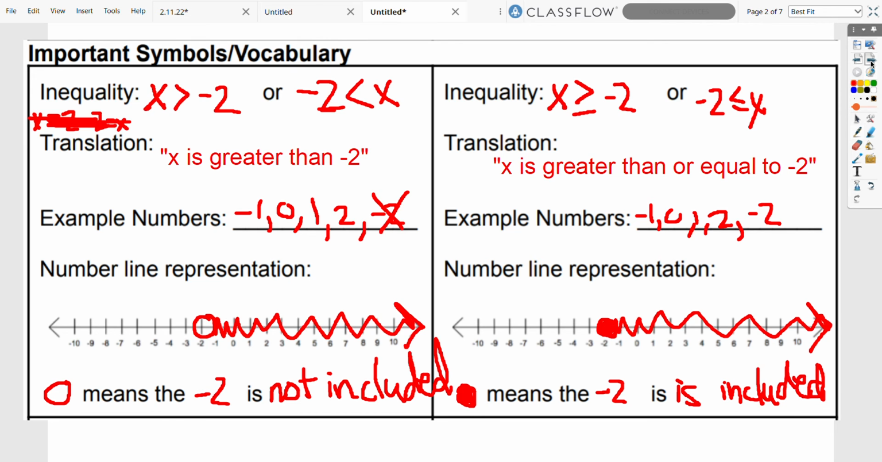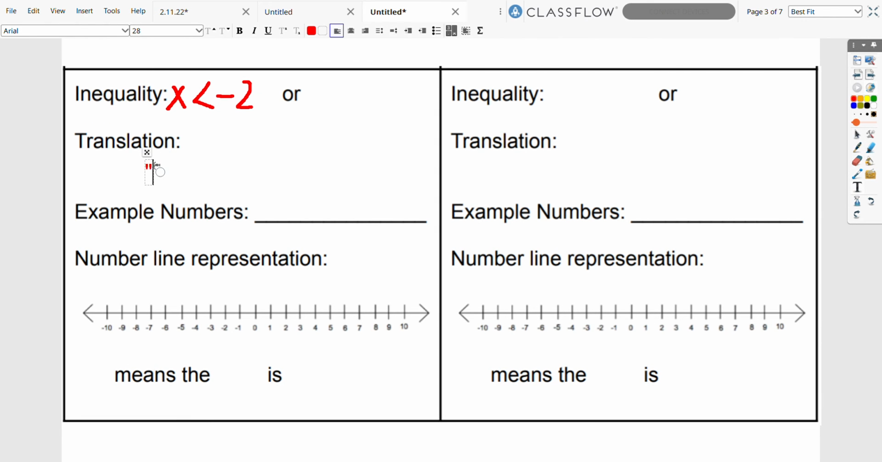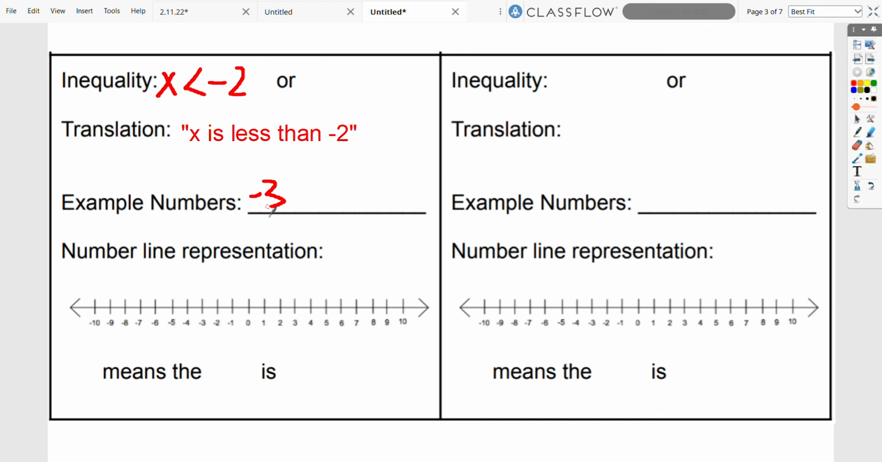Let's go over the last two symbols. The first is x is less than -2, and the way that we say that is x is less than -2. Let's think of sample numbers that are less than -2: -3, -4, -5. Those numbers are way smaller than -2. And then we think, do we include -2? No, we do not, because it's just less than, not less than or equal to.